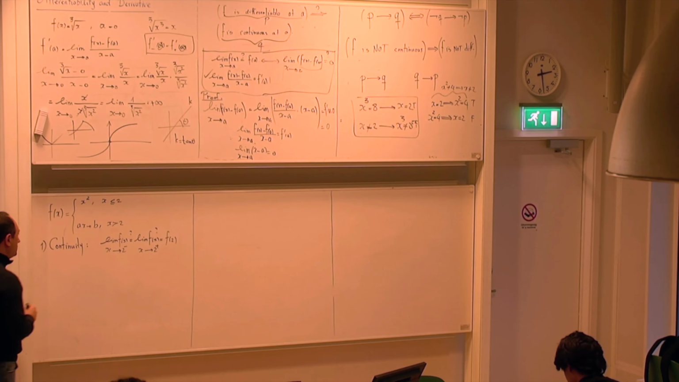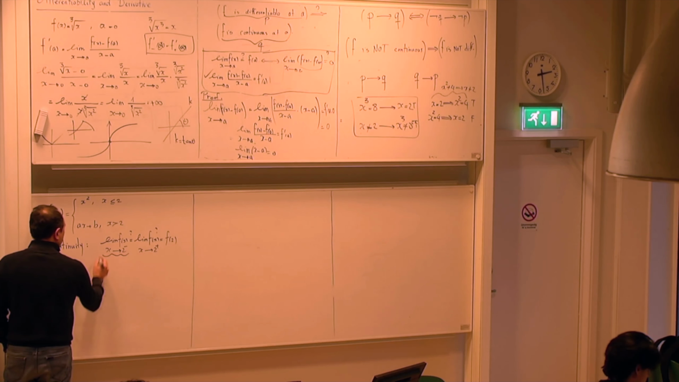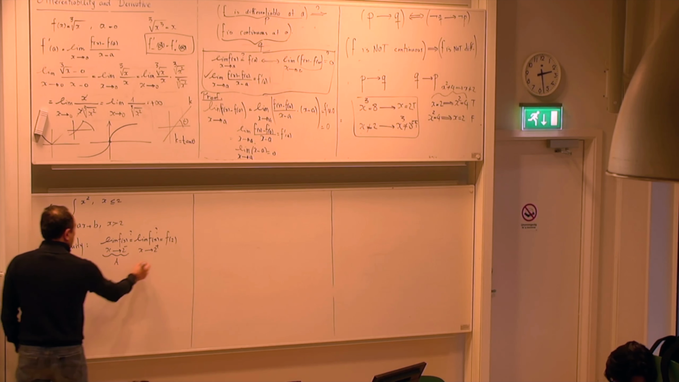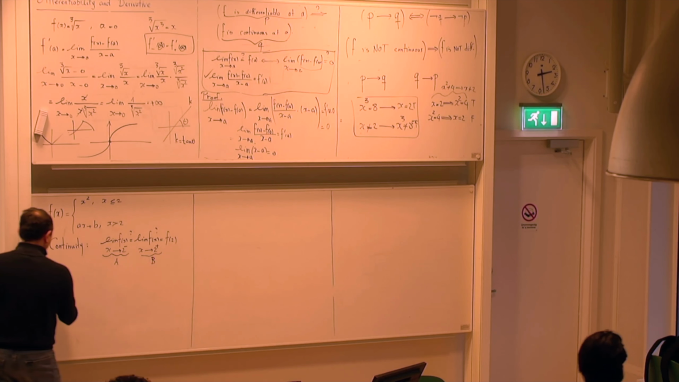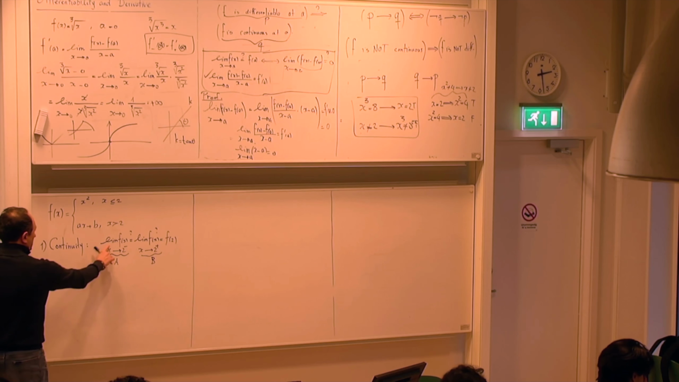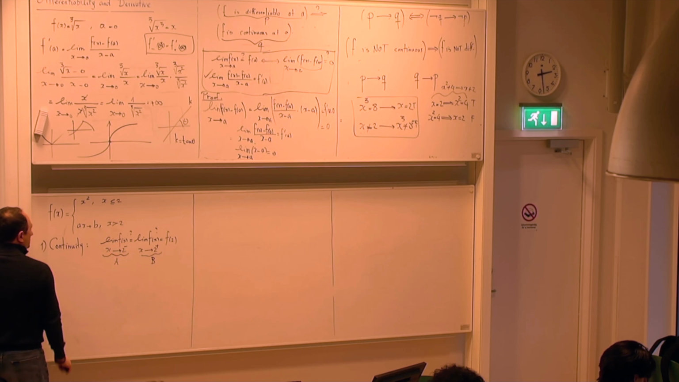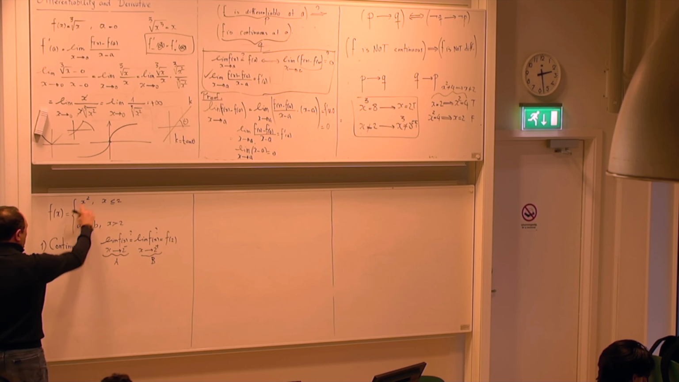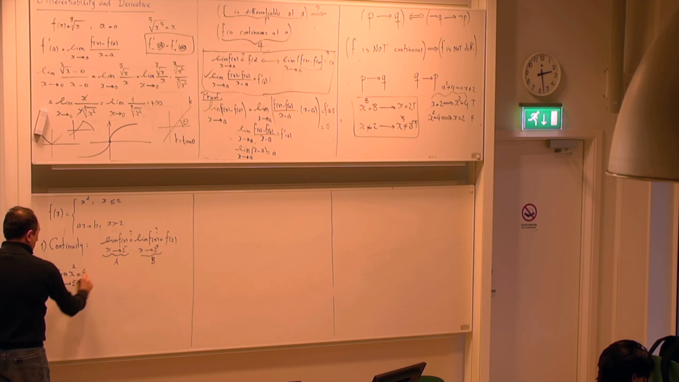Okay, so let us calculate this one. If you don't mind, let me call it A and this one B. So A is equal to the limit of the function when x goes to 2 from the left. It means I have to choose this piece, x squared, as x goes to 2 from the left. The answer is 4. Yes?